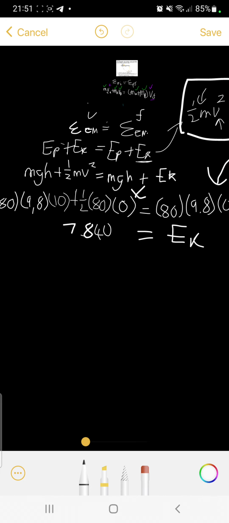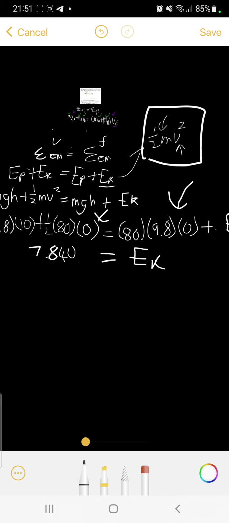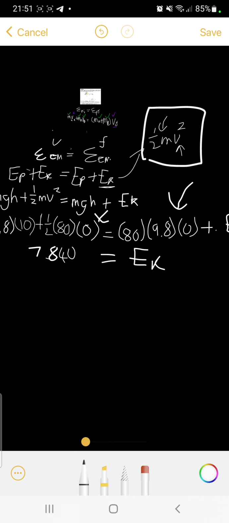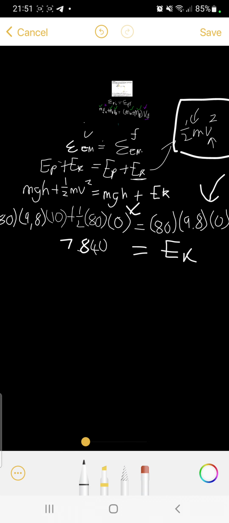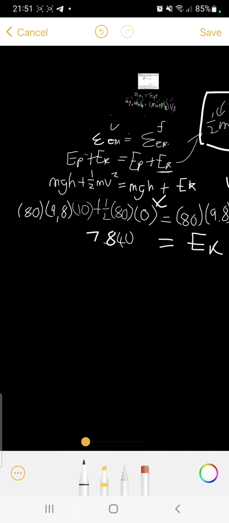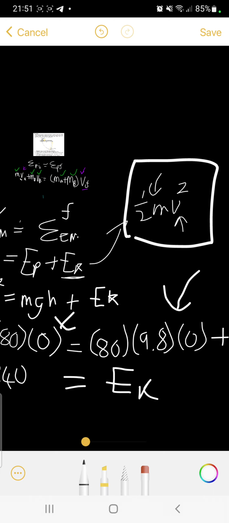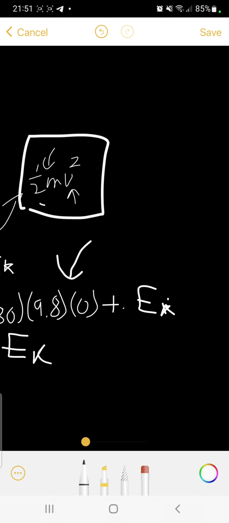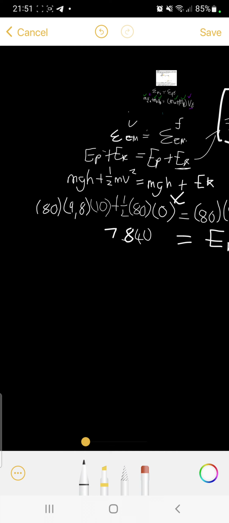Now look at this. We found our EK. This is the kinetic energy of this guy just before he hits her, just before he picks her up. What we actually want to do with this EK, like we discussed, is use this formula and then get his velocity. Let's do that now.